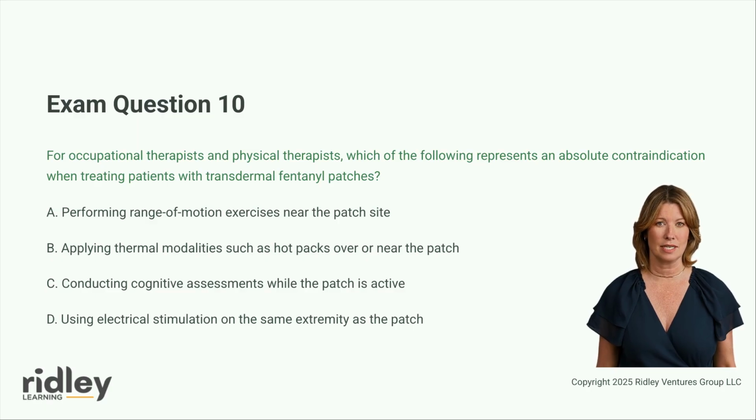Sources of dangerous heat include hot packs, heating pads, hot water bottles, electric blankets, and even prolonged hot tub or bath exposure. For occupational therapists and physical therapists, this means that applying any thermal modality over or near a fentanyl patch site is an absolute contraindication, with no exceptions. Therapists must always ask about and visually inspect for transdermal patches before applying any heat-based treatment, and this precaution should be embedded in standard screening protocols.